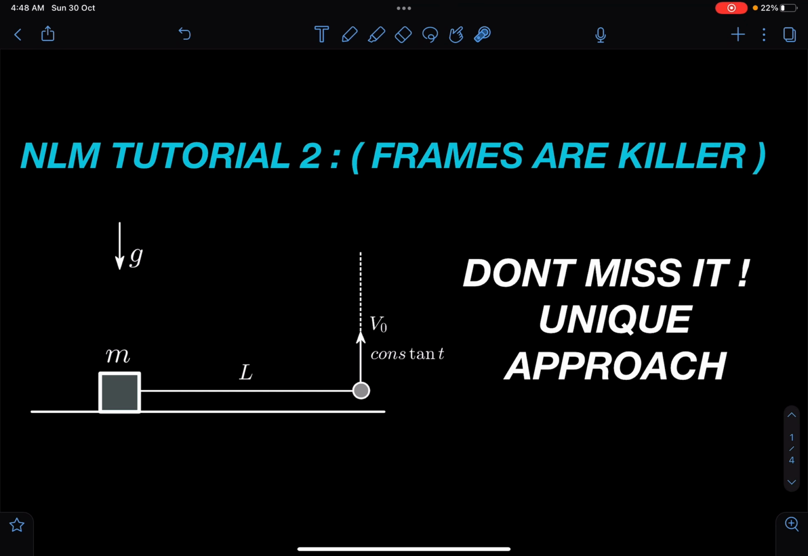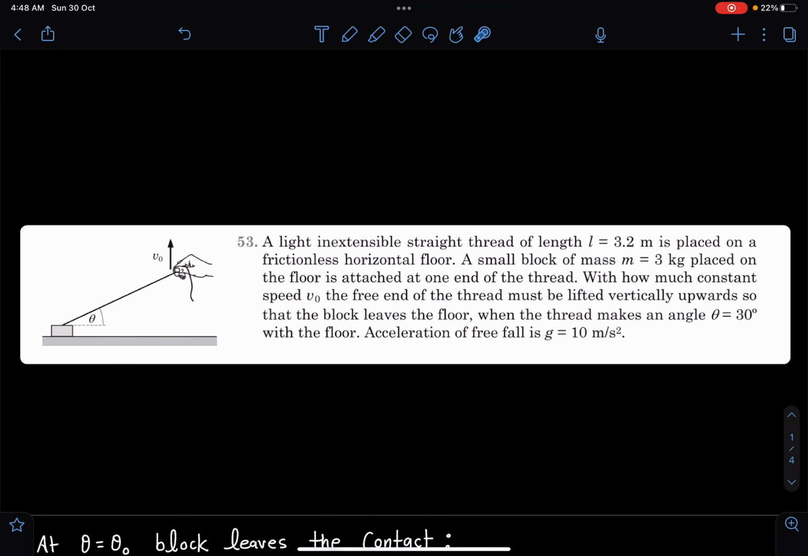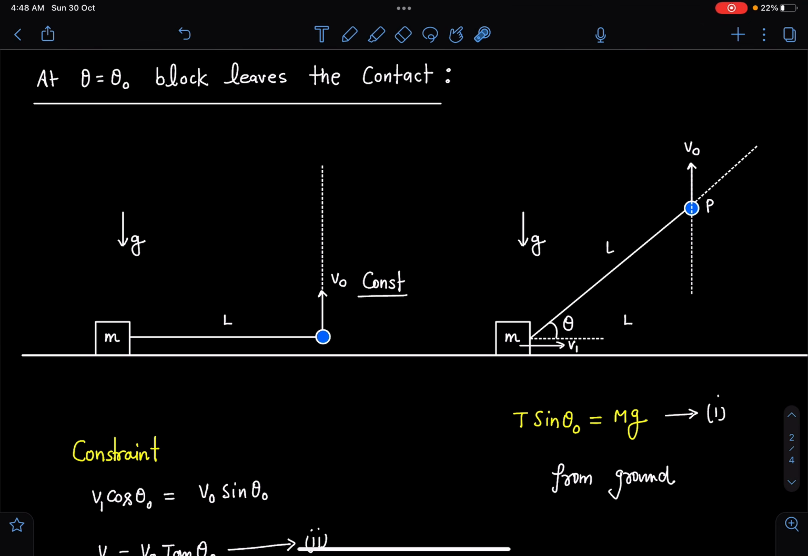Let's discuss the problem statement first. Okay, I'll just directly brief you about this problem part. Here it is given that this block is connected to a string, and this end of the string is pulled with a constant velocity of v naught in uniform gravity, and it is given that at theta equal to theta naught, it is leaving the contact.